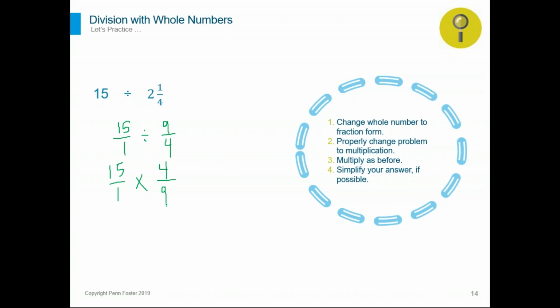Check to see if you have any common factors. I see 15 and 9. Yes, 3 is a common factor, so eliminate the 3. 15 over 3 is a 5. Still have a 1 on the bottom, times 4 stays as is. 9 over 3 is a 3. Check again, nothing more. Multiply across.